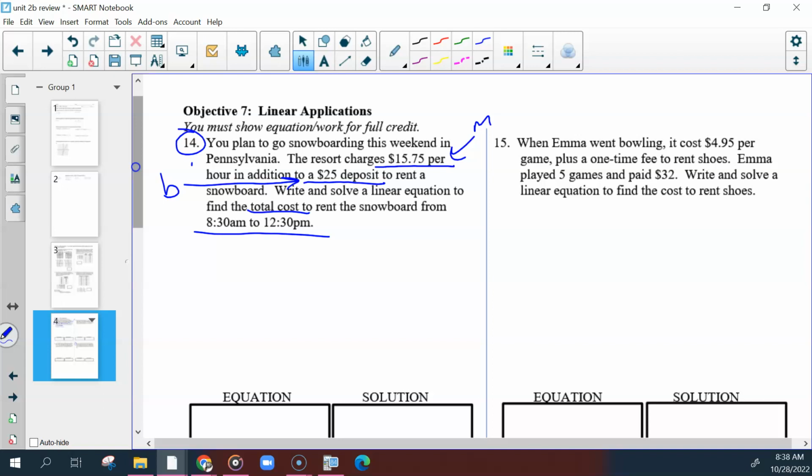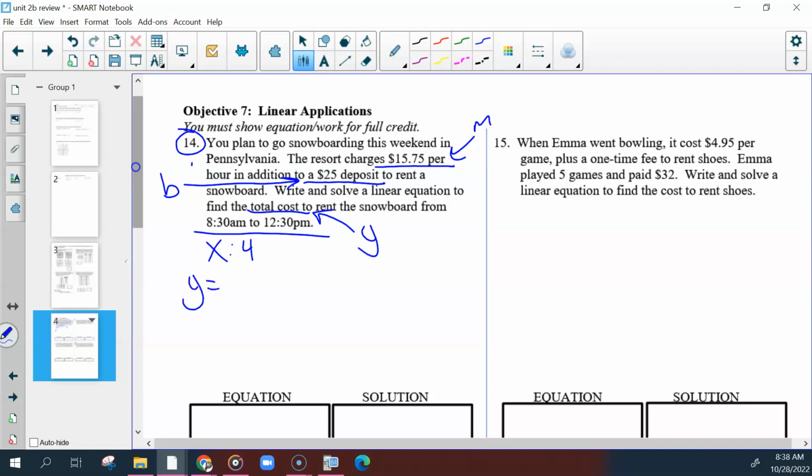If you're not sure which is which, ask, does cost depend on time? Does time depend on cost? Cost would depend on time. Whatever depends on the other would be Y. Here we actually have to figure out how many hours this would be, and then use the things given to write an equation.